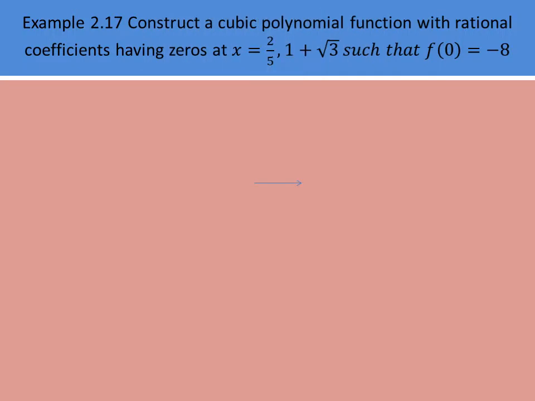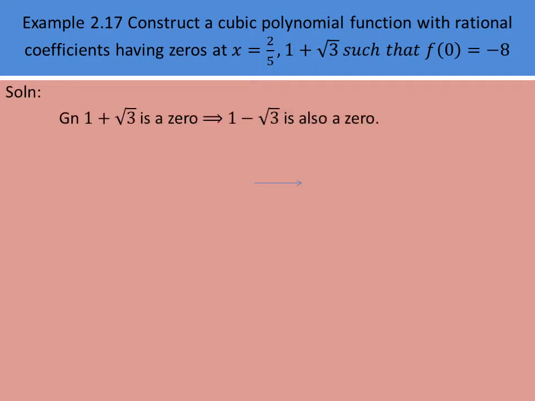So next question, we have to construct a cubic polynomial function with rational coefficients having zeros at x equal to 2 by 5, 1 plus root 3 such that f of 0 equal to minus 8. So this is also like the previous sum only, but here you want to construct a cubic polynomial. So the degree will be 3.